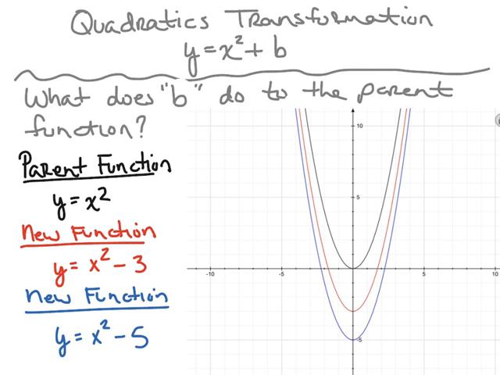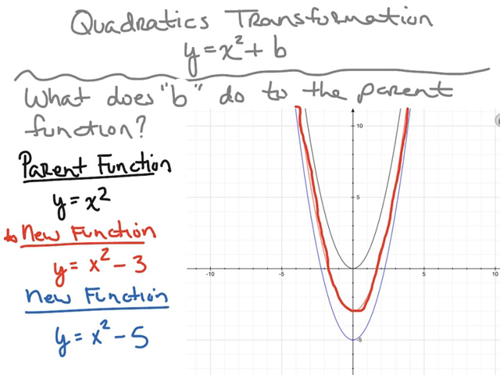Alright, let's continue looking at the value of b. As you saw earlier, when we add a number, we move the graph up that many units. This time we've got some examples where we're subtracting from the x squared. Once again, I've got my parent function graph, the black graph. The new function I'm working with here is y equals x squared minus 3. So this red graph that you see here is the graph of y equals x squared minus 3.